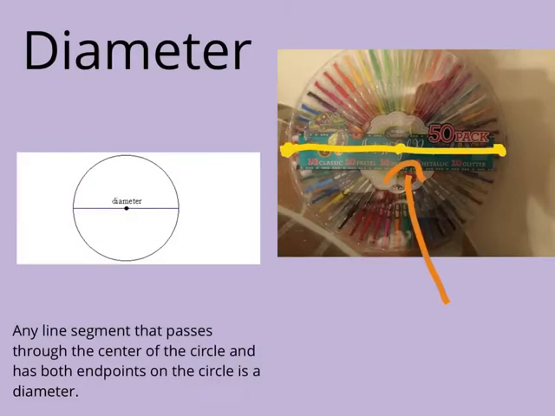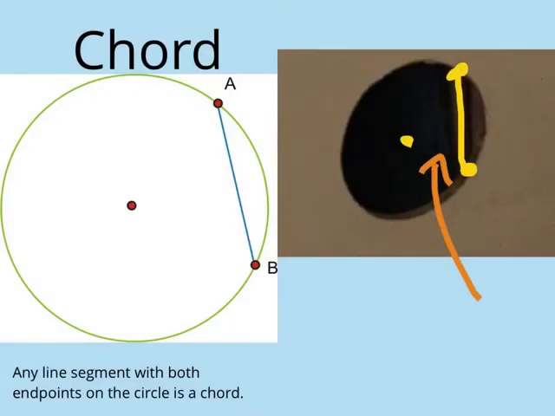Diameter. Any line segment that passes through the center of a circle and has both endpoints on the circle is a diameter. There is a real-life example of a diameter. Chord. Any line segment with both endpoints on the circle is a chord. There is a real-life example of a chord.